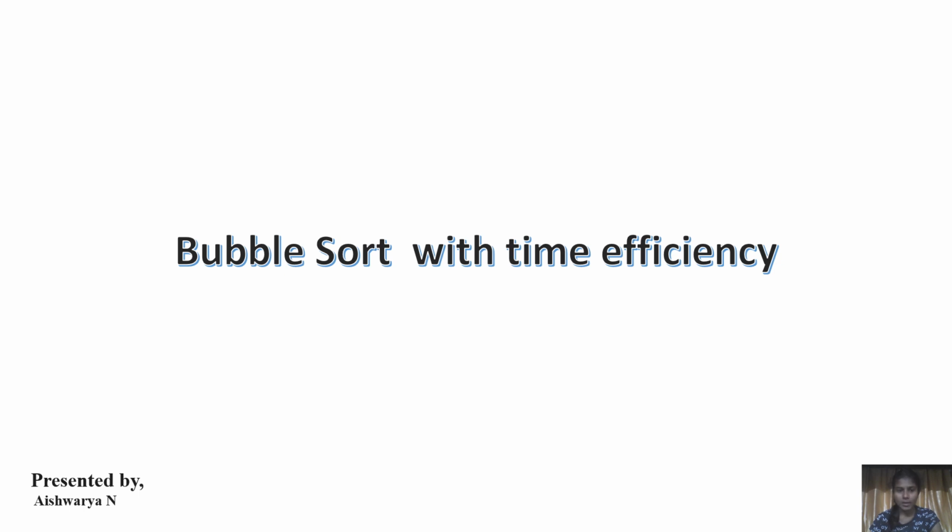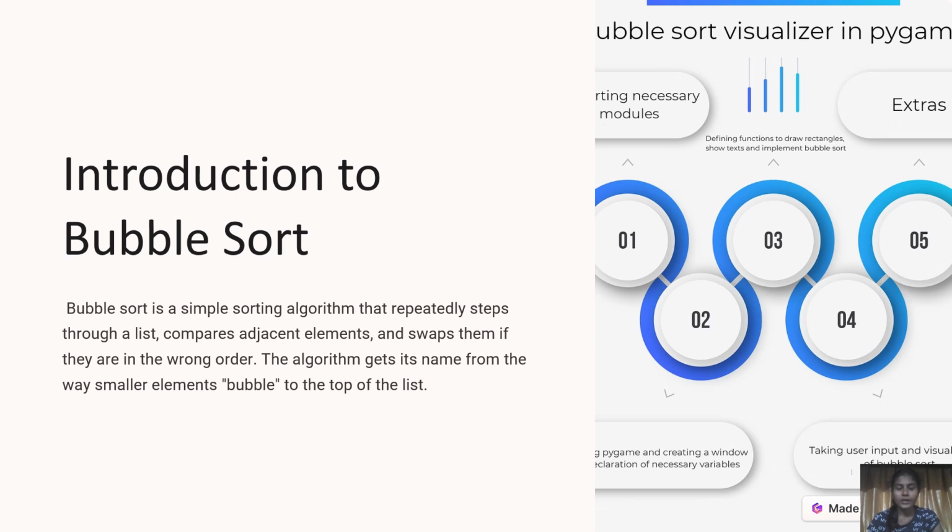Today's topic is about bubble sort with time efficiency. Introduction to bubble sort. Bubble sort is a simple sorting algorithm that repeatedly steps through a list, compares adjacent elements, and swaps them if they are in the wrong order. The algorithm gets its name from the way smaller elements bubble to the top of the list. This means it compares the adjacent elements, and if the elements are in the wrong order, it swaps them. This is called a bubble sort.